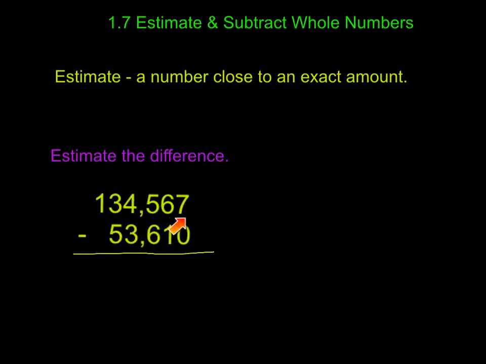134,567 and rounding it. Now we can round to the nearest 100,000, or we could round to the nearest 10,000. I'm going to go with 10,000 on this because my second number down here only goes up to 10,000. So I'm going to round to the nearest 10,000. So with that, I am going to go ahead and begin rounding.